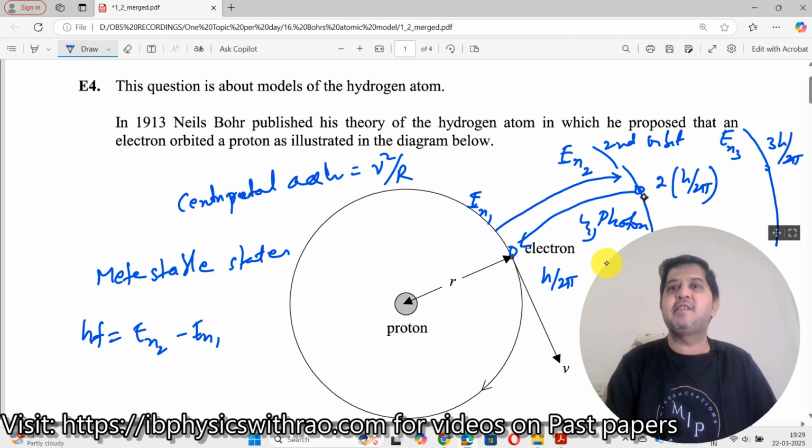Why En2 minus En1? Why not En1 minus En2? The reason is because this is at a higher energy level, this is at a lower energy level. Strictly speaking, this has a lower energy level, this has a higher energy level, because we have a negative one, so we can claim it like that.